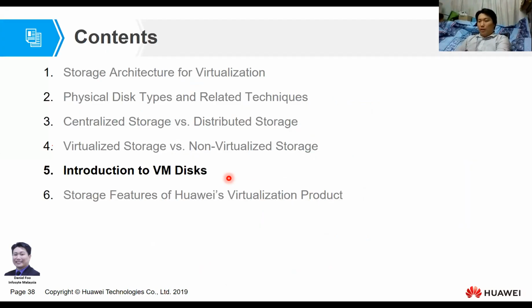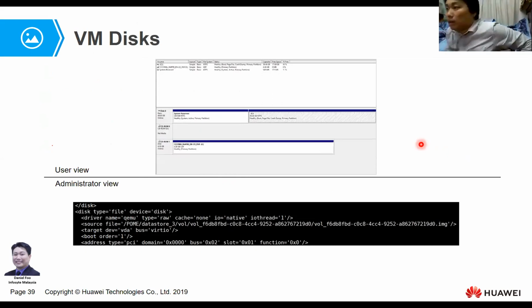So next thing will be on the virtual machine disk. Okay, introduction. Okay, so for a virtual machine disk, you will see that once you install the virtual machine with an operating system, you can see from the top view, you can check from the disk management, see what disks are actually mounted to the machine itself, and you can now start to actually format the drive and use it for other purposes like storing data and so on.